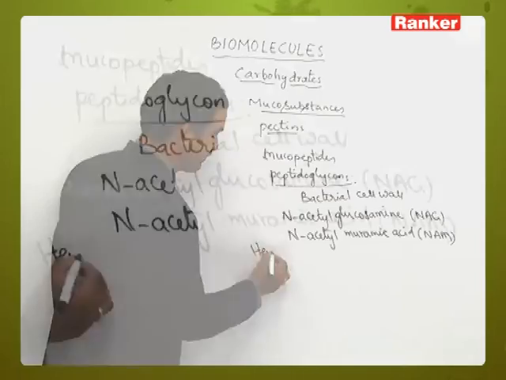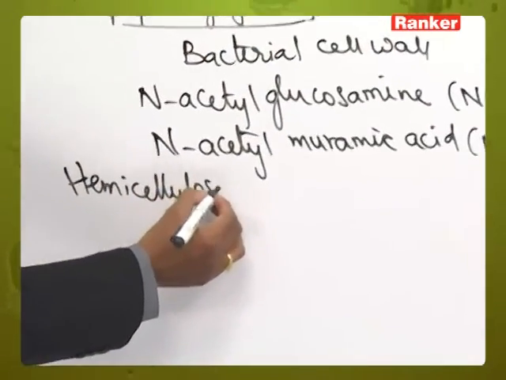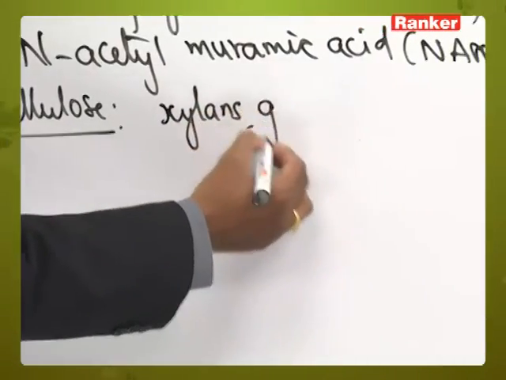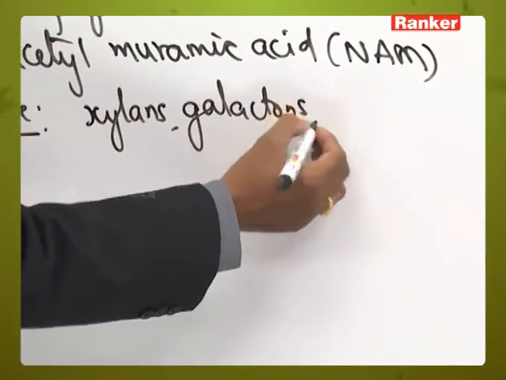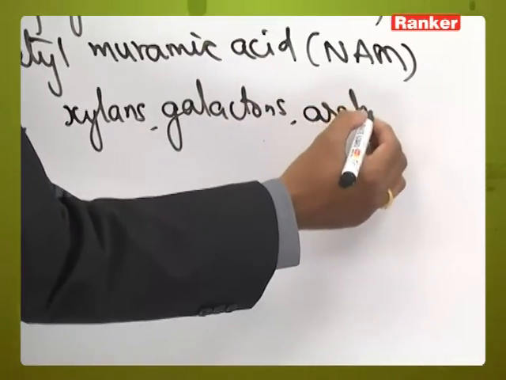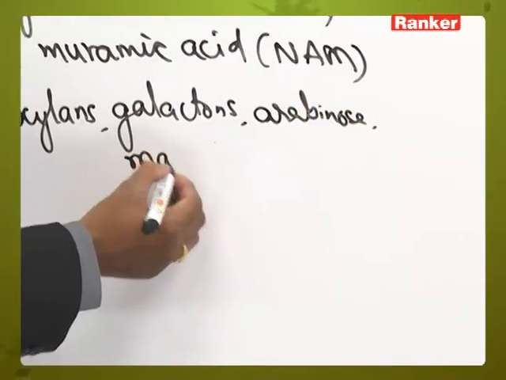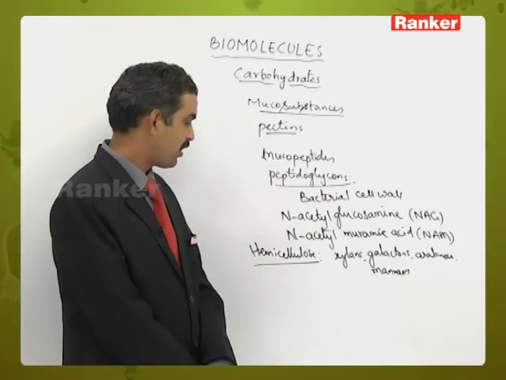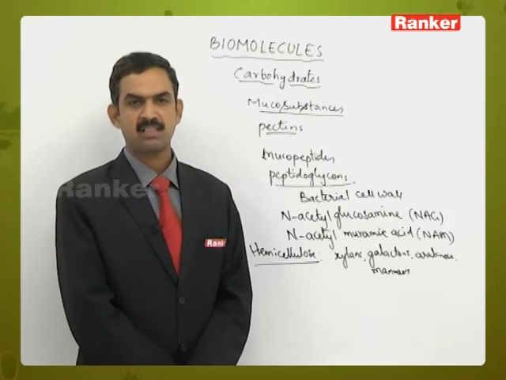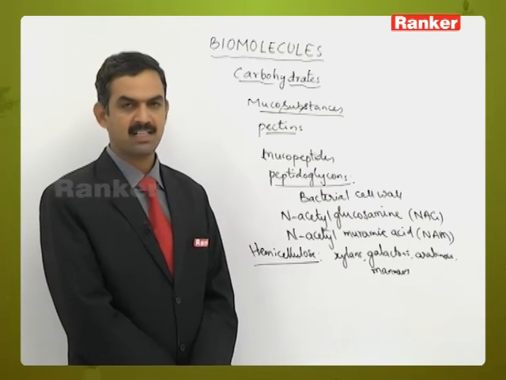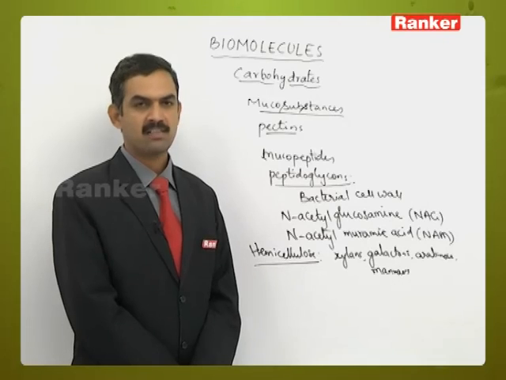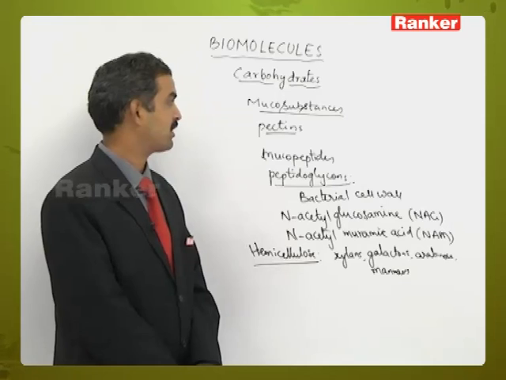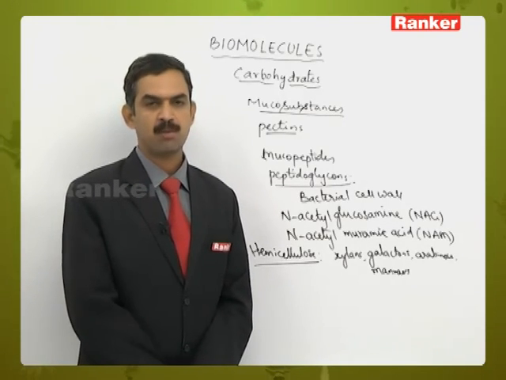Next one, hemicellulose. Hemicellulose is a structure made up of xylans, galactans, arabinose and mannose, which acts as a cementing or binding structure between the cellulose and the pectin substance present in the primary cell wall, acting as a binding structure for the pectin and the cellulosic microfibrils. These are some of the examples related to the mucosubstances present in different types of living organisms.